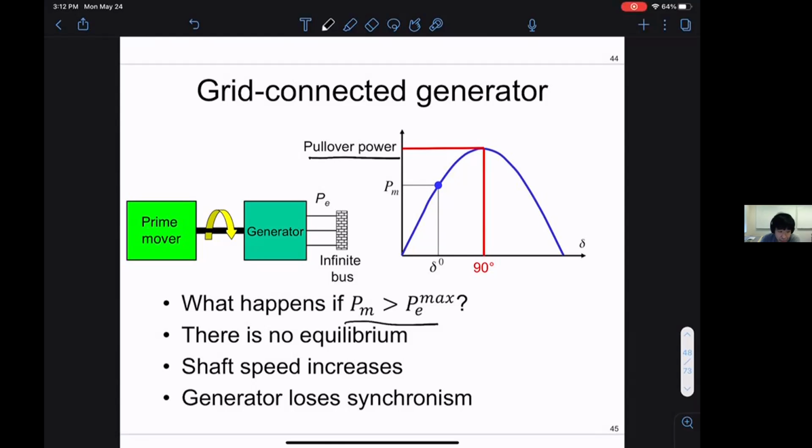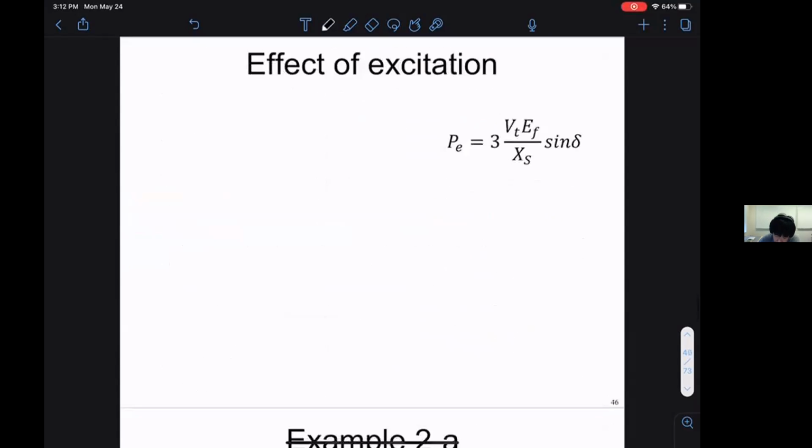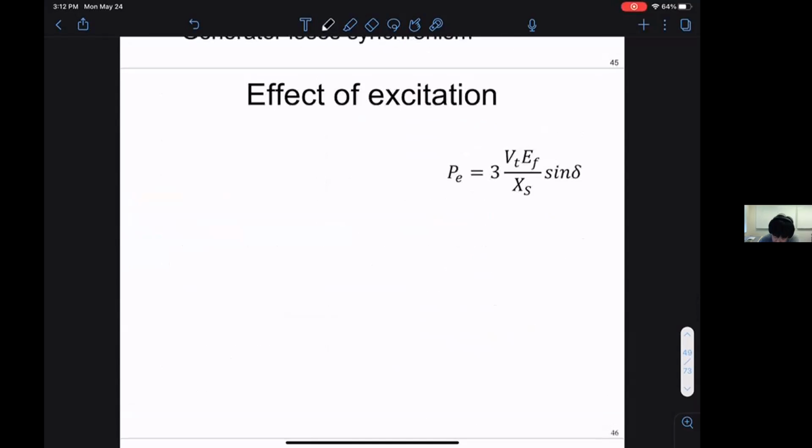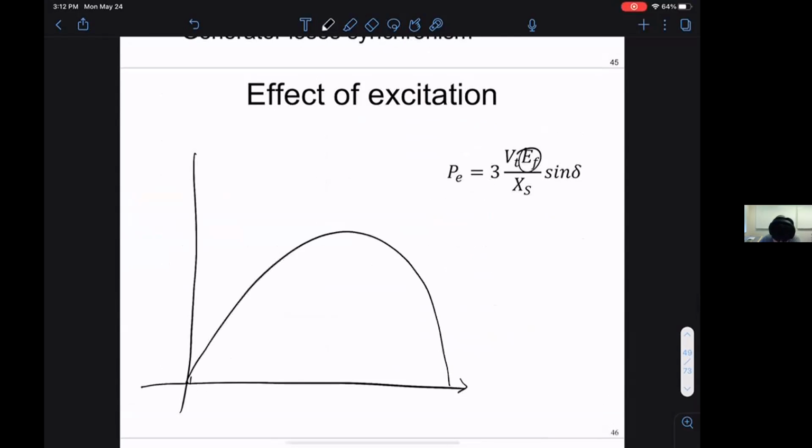All right, so this is the angle part. Of course, as many of you said, we can change EF. Excitation is just EF. If you change EF, the obvious thing that will happen is the curves will go up. So this is EF1, EF2, where EF2 is larger than EF1.